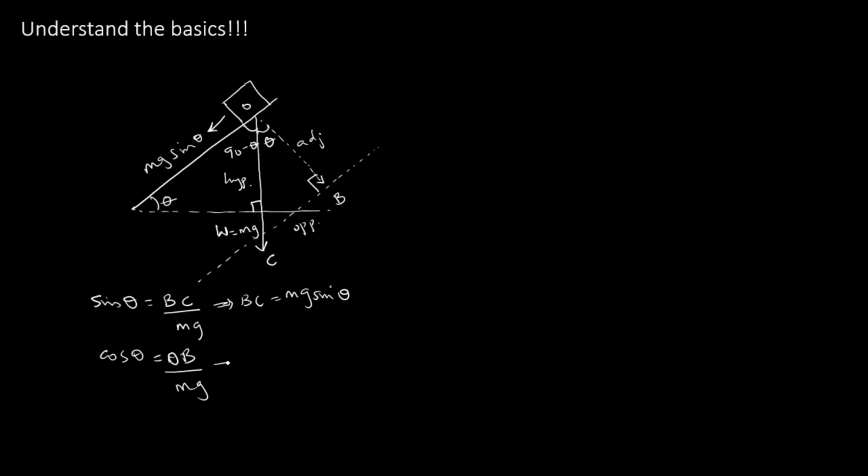And this implies therefore that OB equals mg cos theta, and as such we can say that the component which is perpendicular to the plane is mg cos theta. Okay, now this information we have just gathered is very useful, as we shall soon see when we solve problems. Now let us take note of something here.